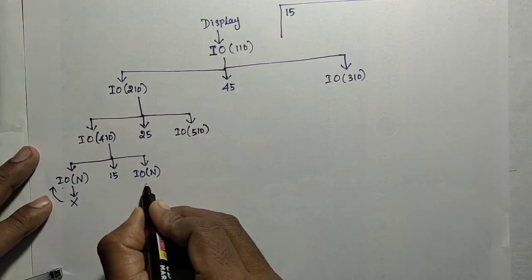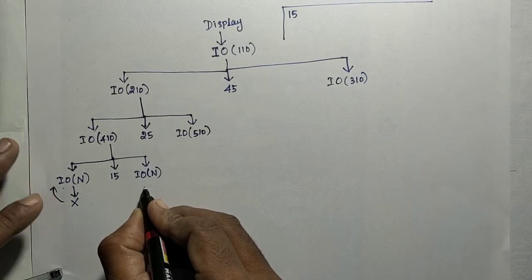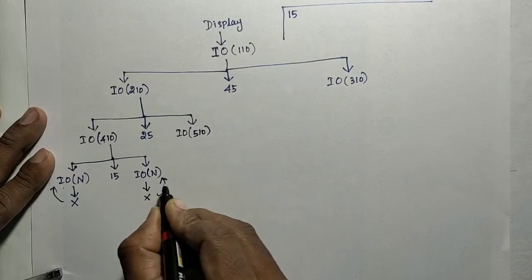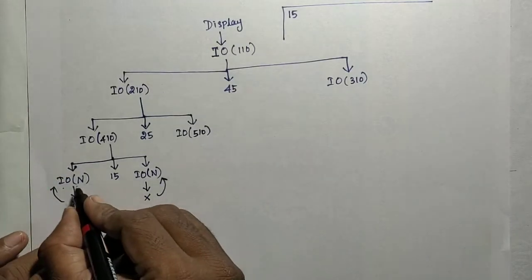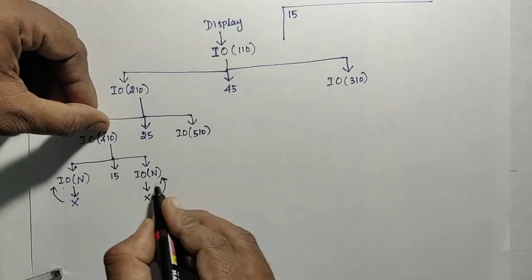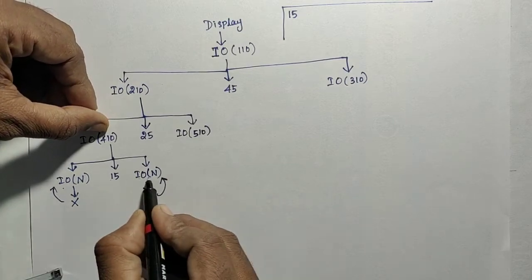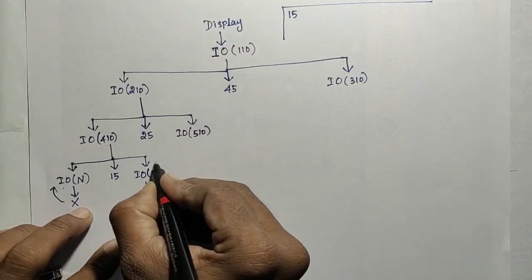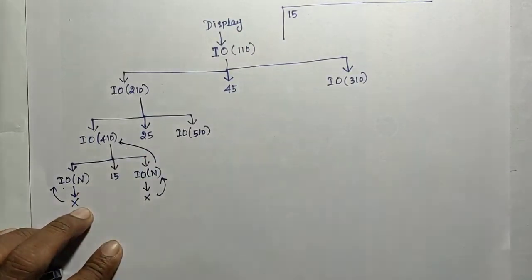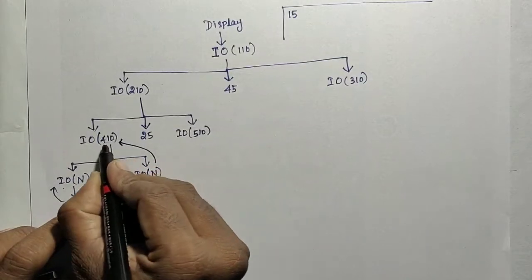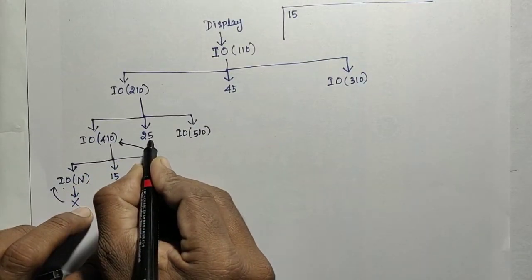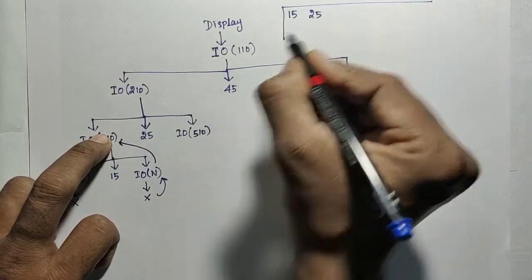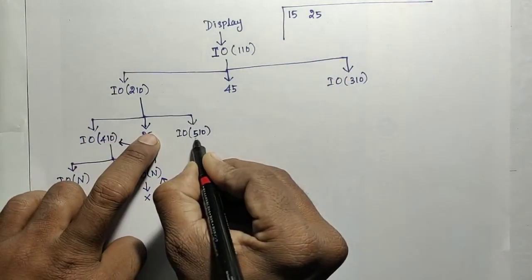The next is IO of N. IO of N means again the R is a null. R is a null means it will not do anything, it will go to that caller. Okay, so these three statements of our 410 are over: IO and 15 and IO of null. So this will be over. Then this will return to this caller. Here this statement is over. Next it will go to this statement. So 25 will be printed on the screen. After printing the 25, it will go to this caller.